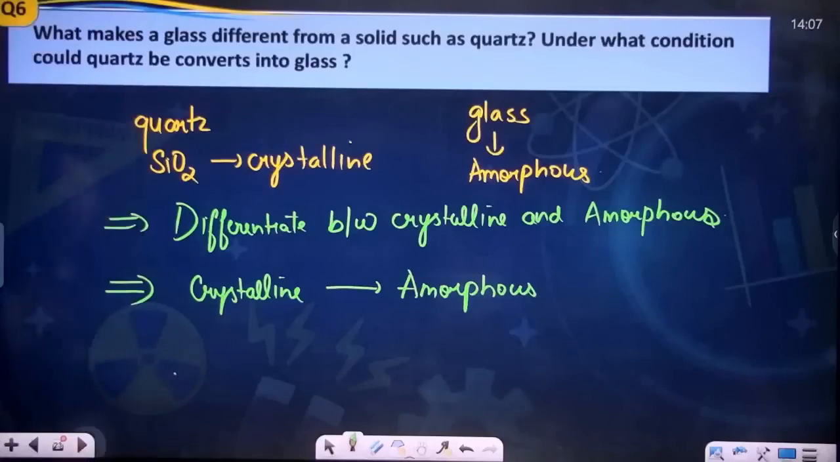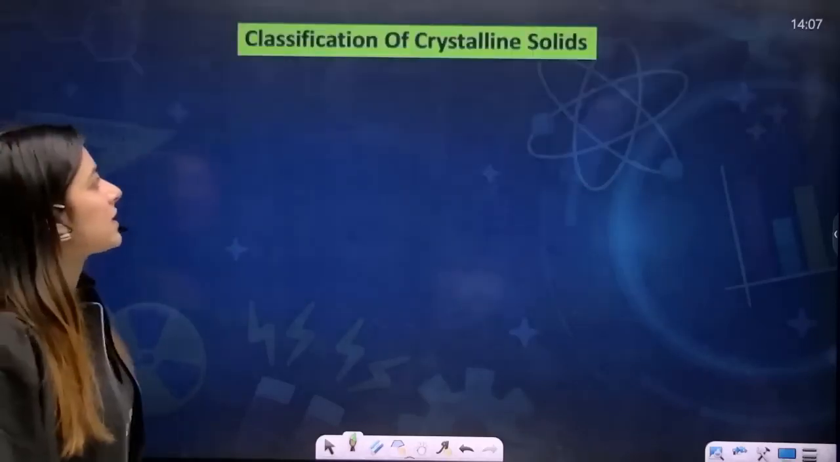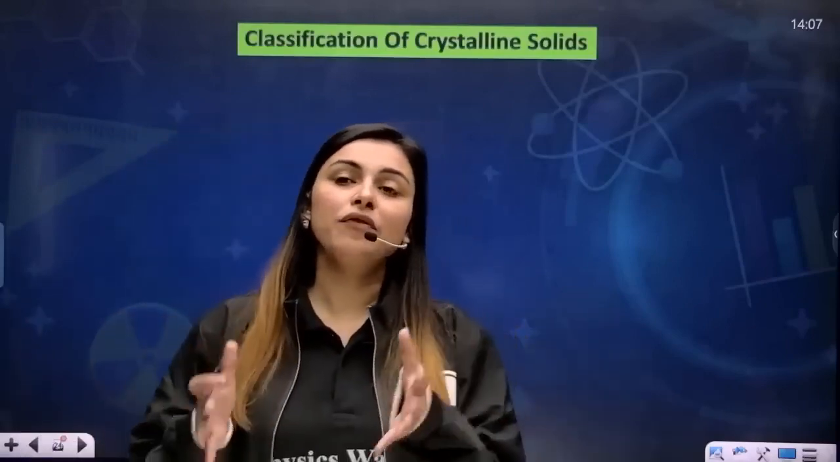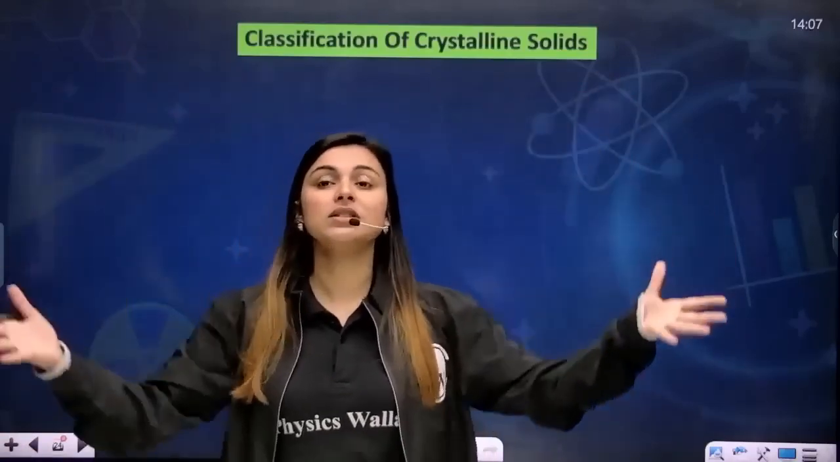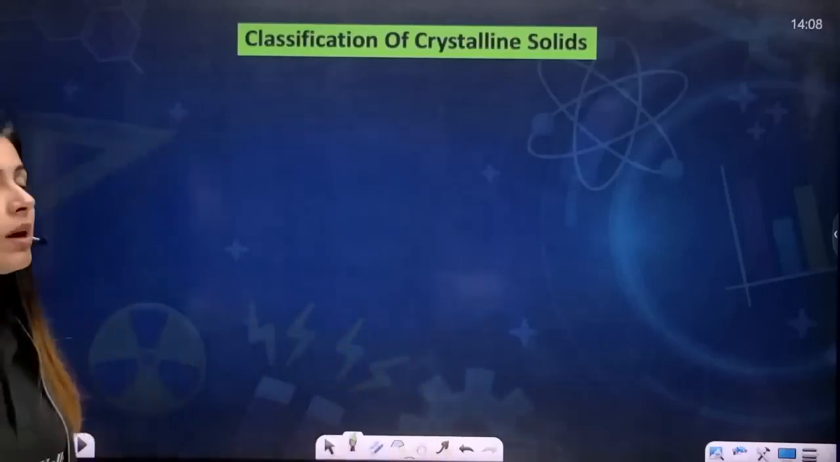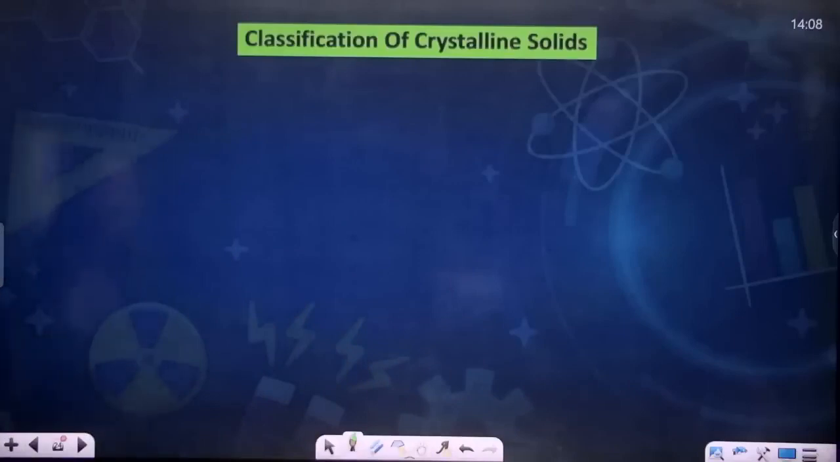Let's move forward. Now we will be discussing the classification of crystalline solids. I told you that 99% of your solids are crystalline solids. So since crystalline solids are 99% of all the solids we know, we need to study crystalline solids. Now we will be discussing only crystalline solids and not amorphous solids. You can classify crystalline solids into 4 major parts. What are those 4 major parts?